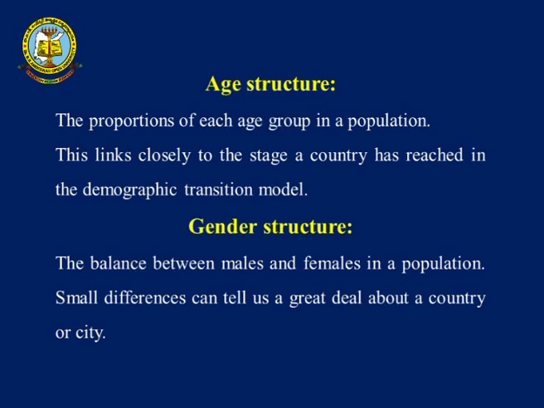So let me discuss briefly what these are. The age structure is the proportion of each age group in a population. This links closely to the stage a country has reached in the demographic transition model. Whereas gender structure is the balance between the male and the female in a population. So small differences can tell us a great deal about a country or a city. For example, if we cite the example of Haryana, you can see that the gap between the birth rate of male child and female child is huge there compared to the different states of southern India.